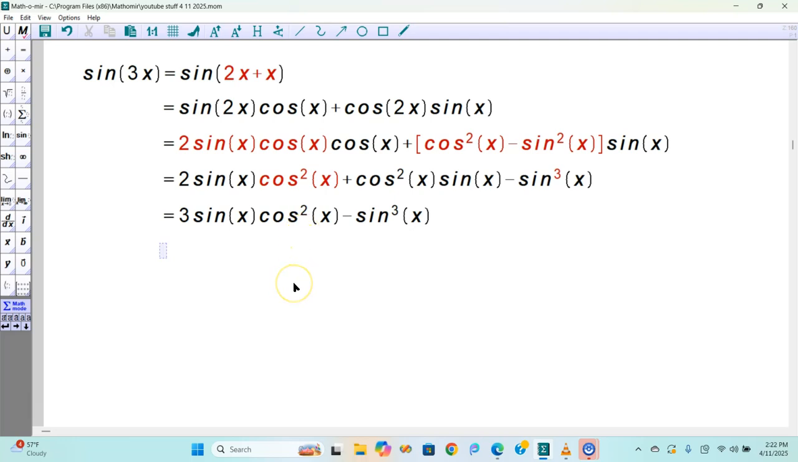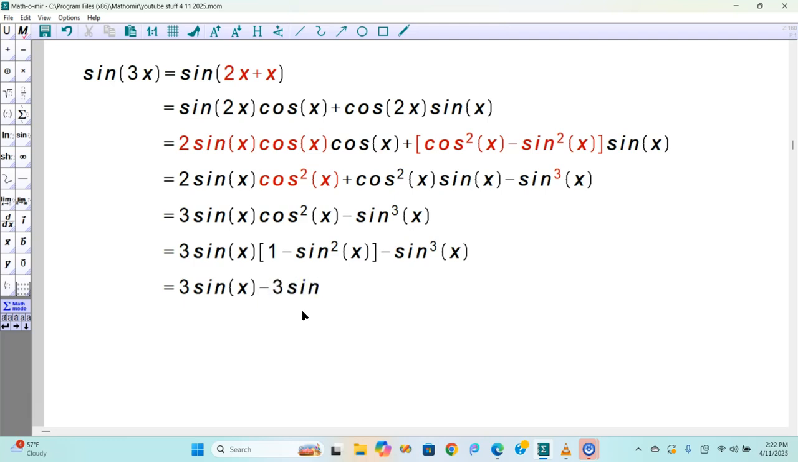And then cosine squared x can be replaced. The goal is to have only sines at the end. So 3 sine of x, I'm going to put here 1 minus sine squared of x and then minus sine cubed of x. I distribute the sine in the 3, so 3 sine of x minus 3 sine cubed of x minus sine cubed of x. Look at the color coding if you have to. And then it's going to be 3 sine x and then negative 3 and negative 1, so minus 4 sine cubed of x.